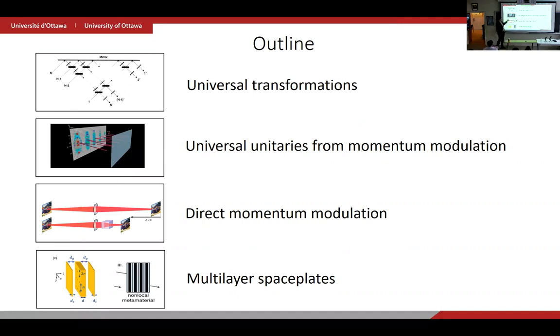And then later, at the very end of the talk, which is where I'll probably run out of time, we're going to explore many different ways of doing this direct momentum modulation of light, including creating various types of metamaterials.